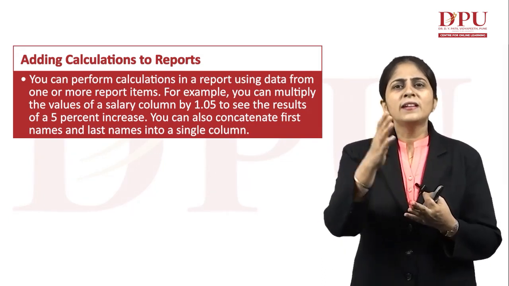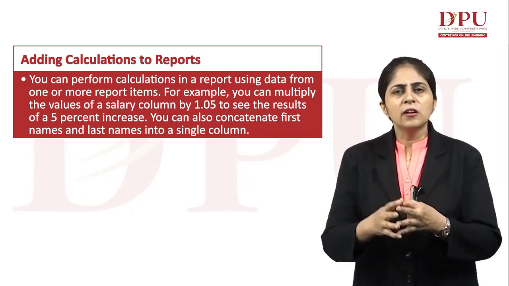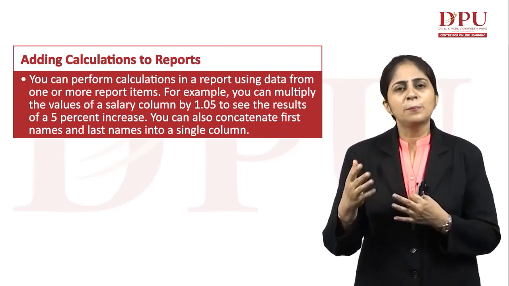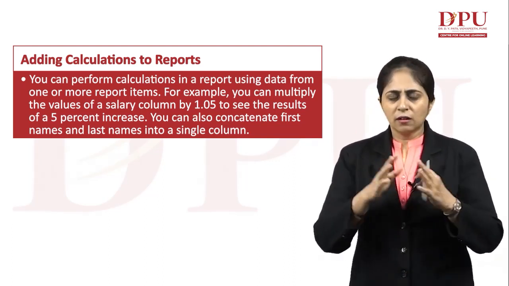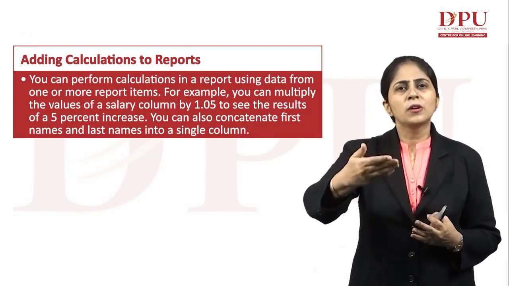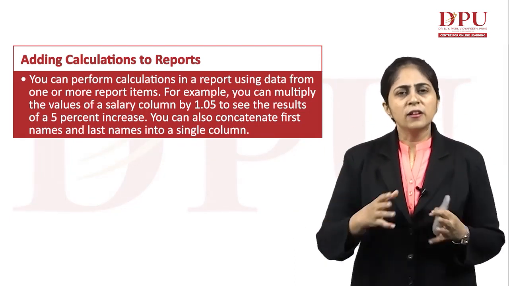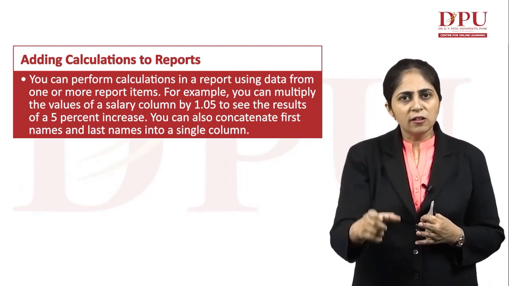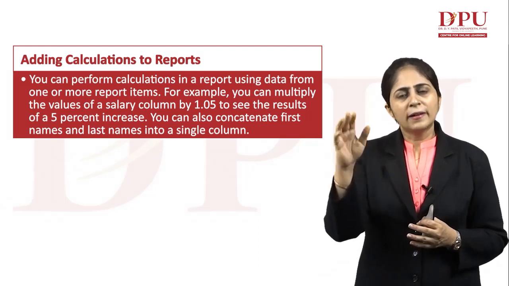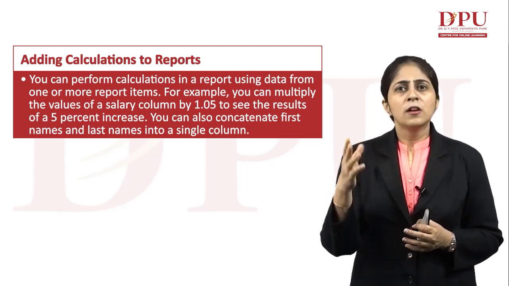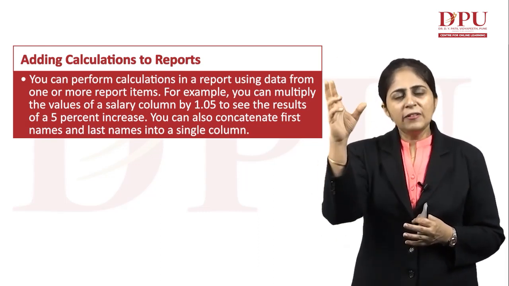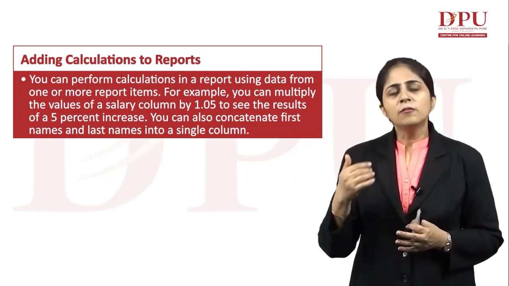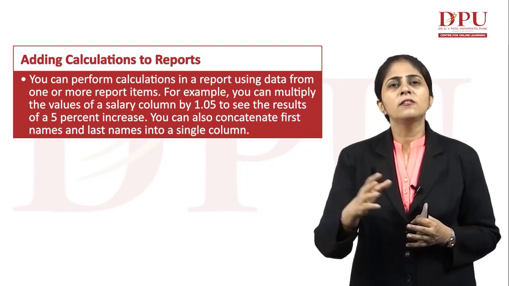For example, you can multiply the value of the salary column by 1.05 to see the results of a 5% increase. That means there is an organization that wants to give a raise of 5% to the salary of the people. So what can it do? In the salary column, where the salaries of all the people are stored, it will multiply that column by 1.05. So we will get to see the actual calculation that will result after doing this 5% increase.